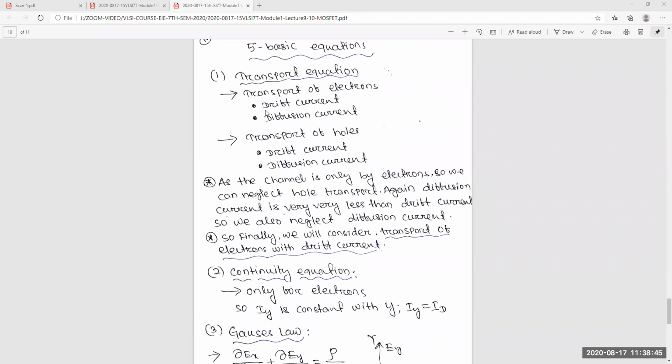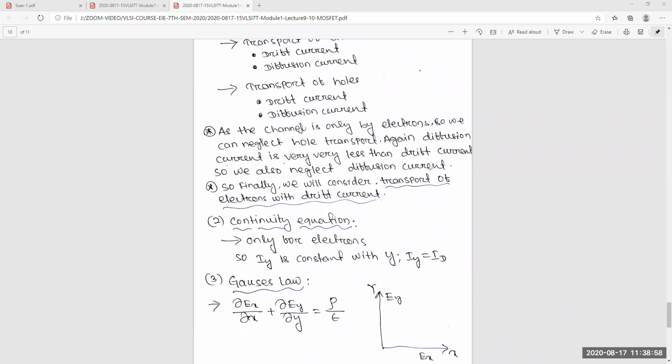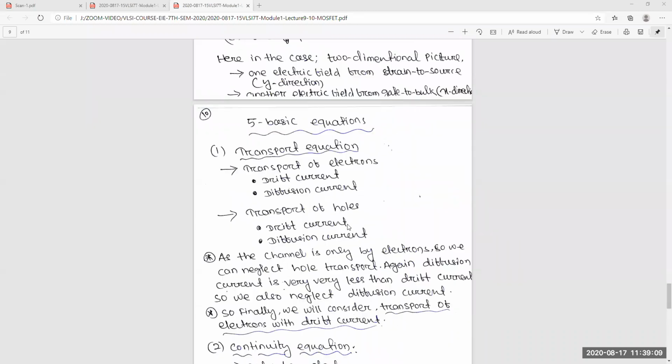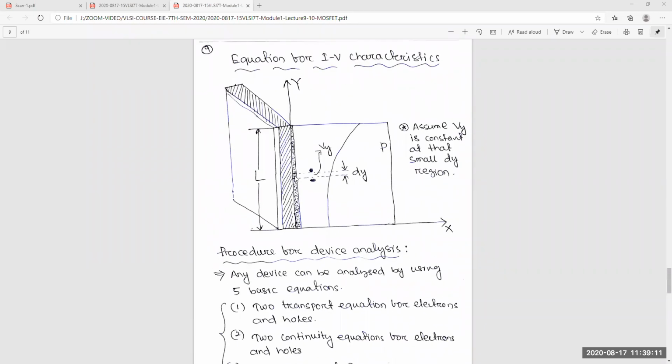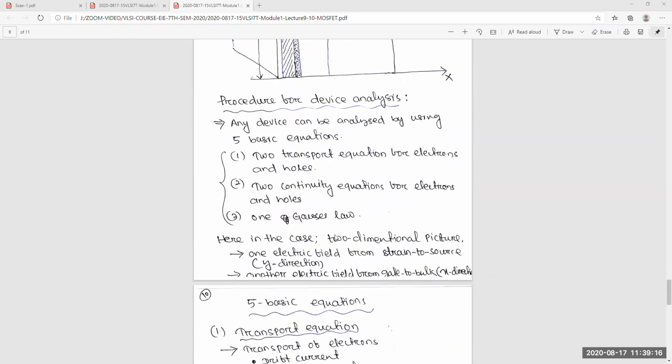I mentioned the transport equations: transport of electrons, transport of holes, drift and diffusion. But we only use electrons with drift current. That is the equation we will use. Again, the continuity equation: Iy is constant with y, meaning Iy is equal to Id in that small region we consider.